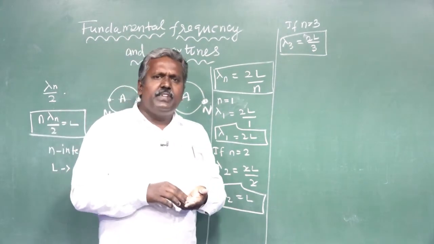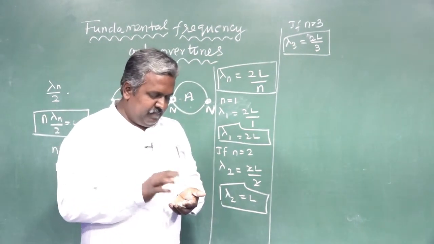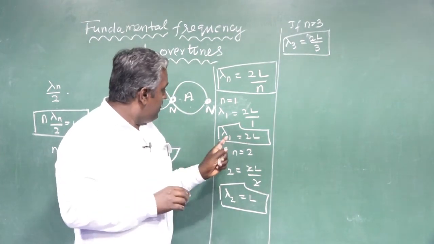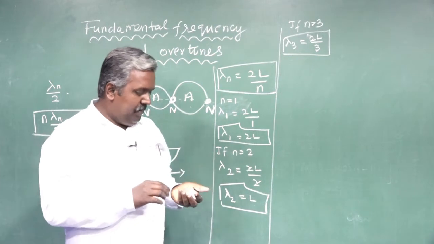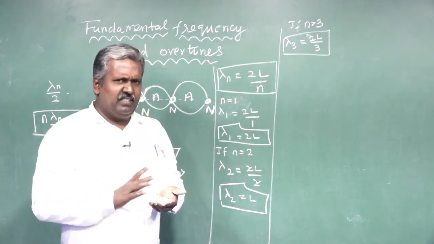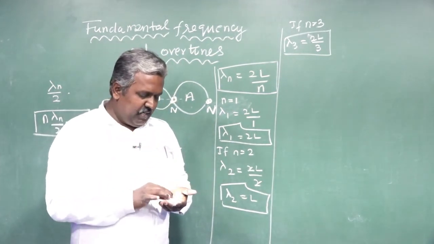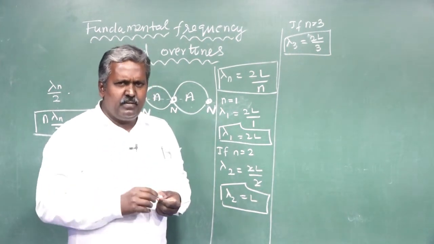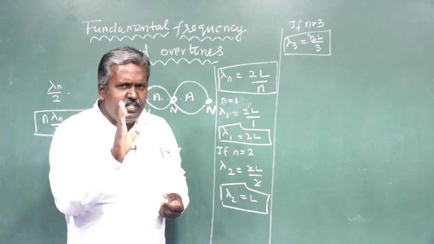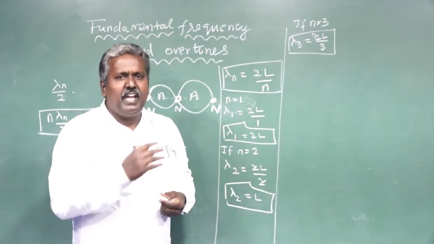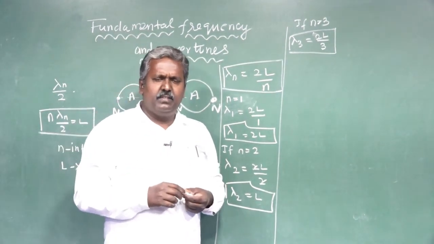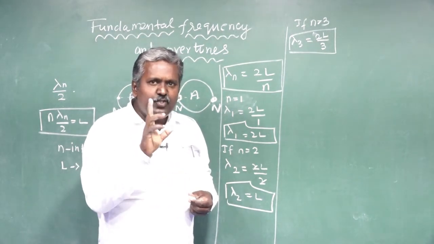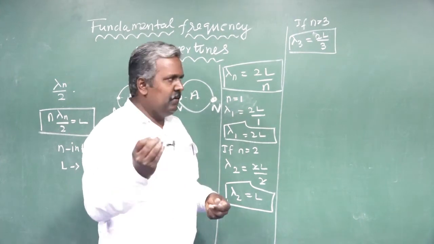So the frequencies. Here lambda 1, lambda 2, lambda 3 are specific wavelengths. But the frequency of each mode of vibration can be calculated further. That is called the natural frequency. Natural frequency. Listen.